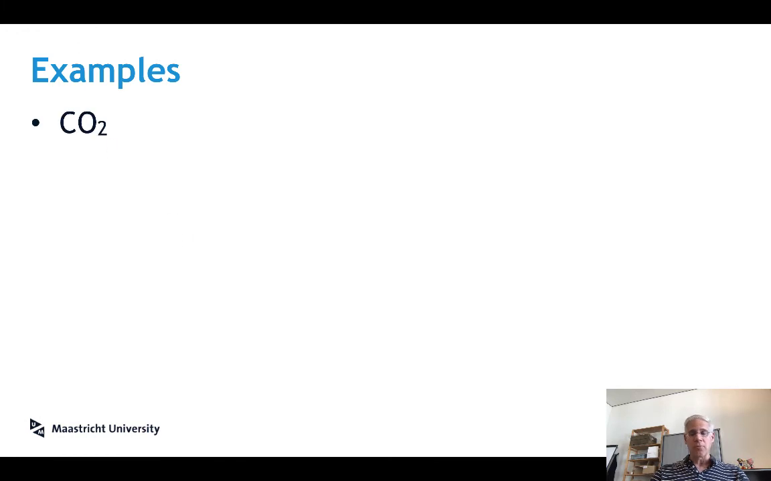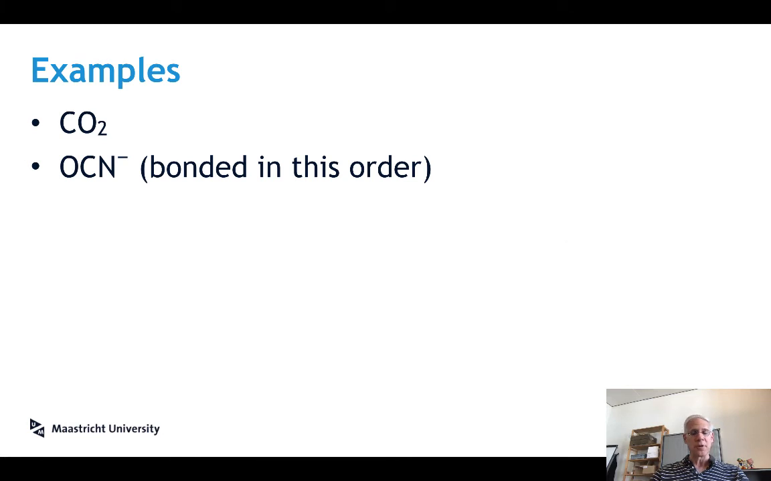So here's some examples, and again, we did these as a YouTube video, so you can take a look at those. The OCN minus example shows that last rule where you have two structures with the same set of formal charges, but you have to look to see in which one the negative charge ends up on the most electronegative atom.